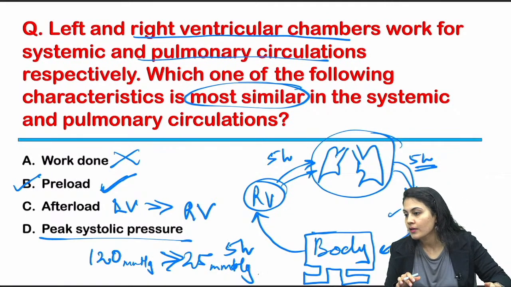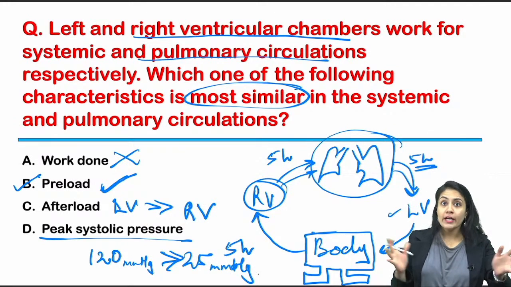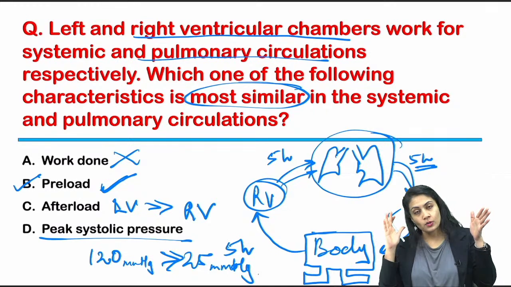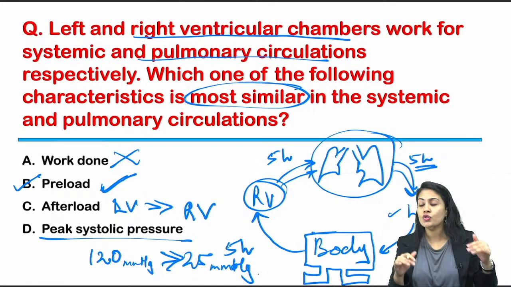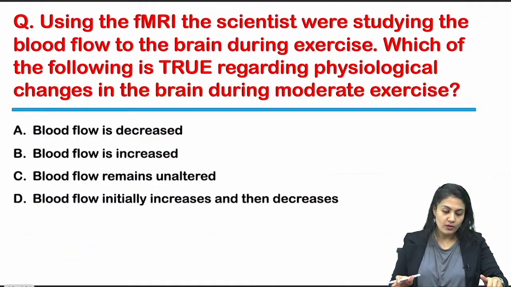Yes, Sarika, it is not D, dear. It is going to be 120 mmHg in the left ventricle and 25 in the right ventricle. There is a huge difference. It is not similar. Okay, let's move on to the next question.